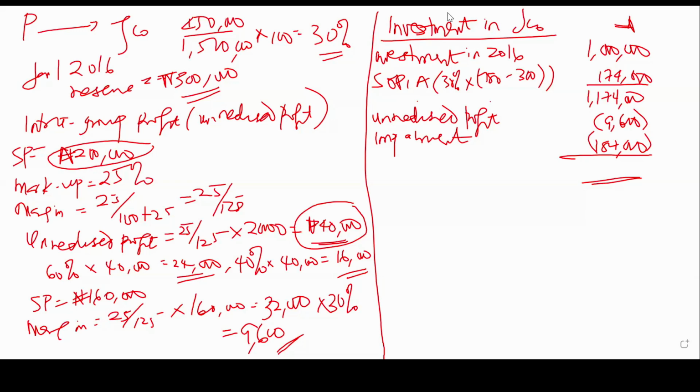Okay, I've seen where the problem is. I said 30% of 580, but 780 minus 300 should be 480. So it should have been 30% of 480,000. So what we have there is 144,000. What I should have here is 1,144,000. And that will give us 950,400. That explains the 30,000 naira difference. All right.